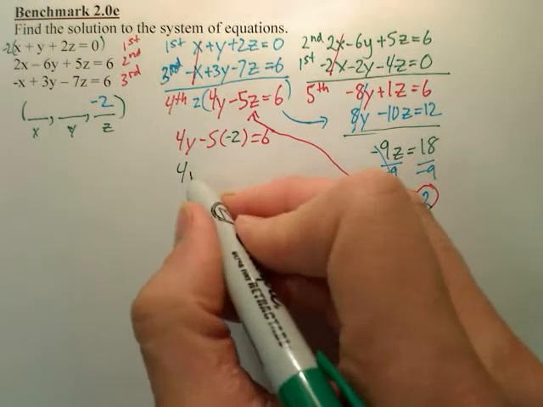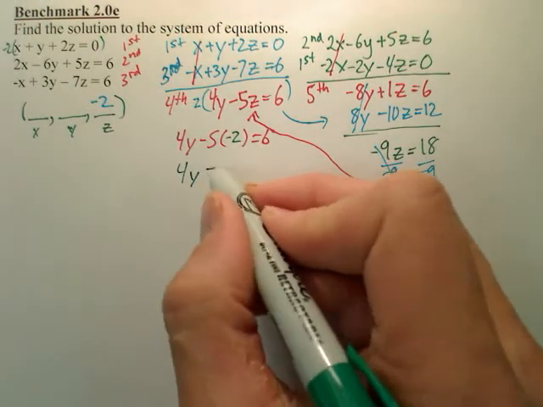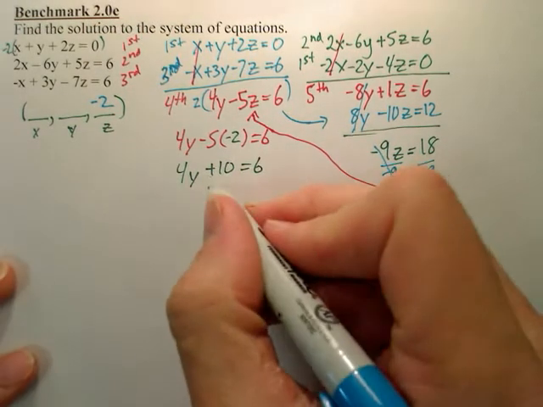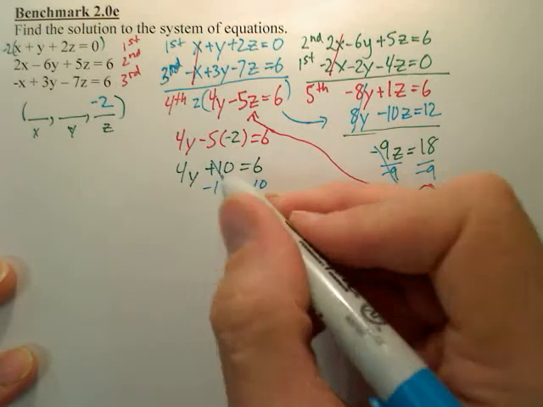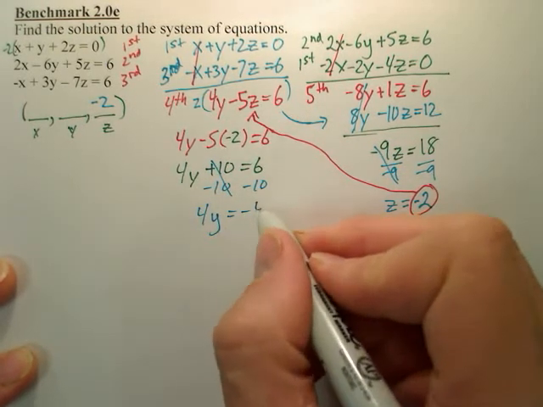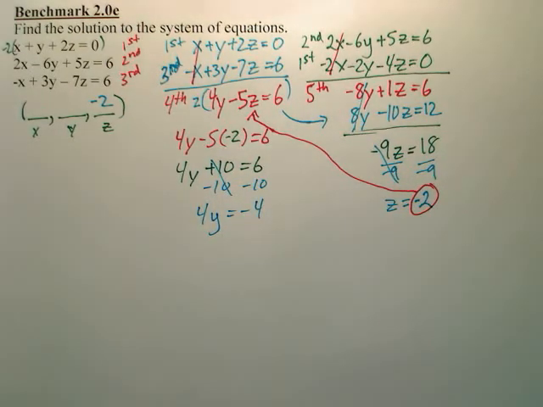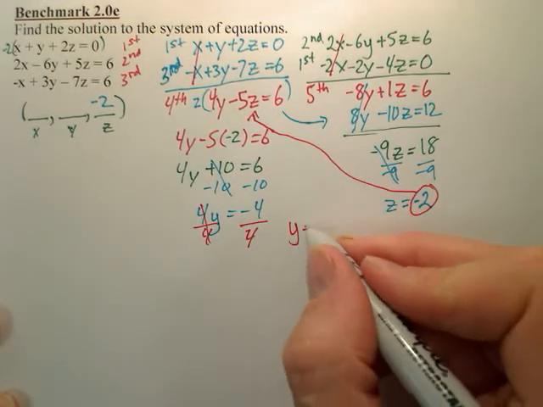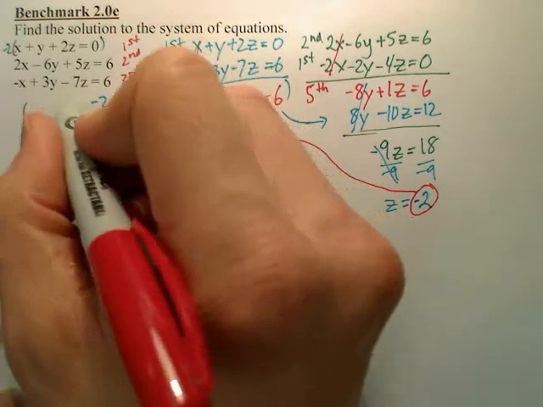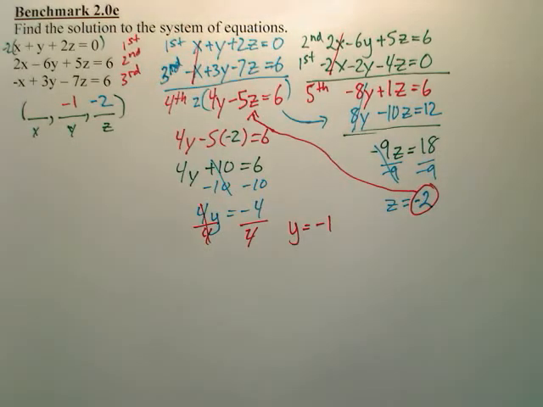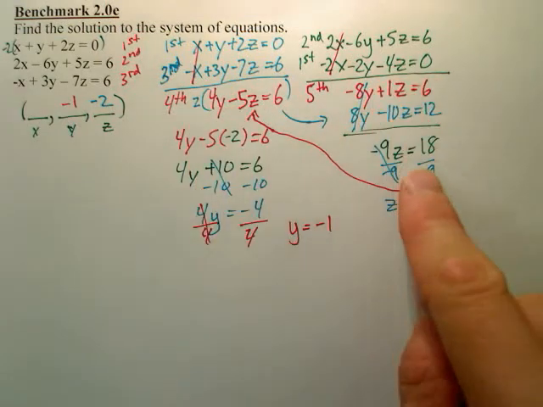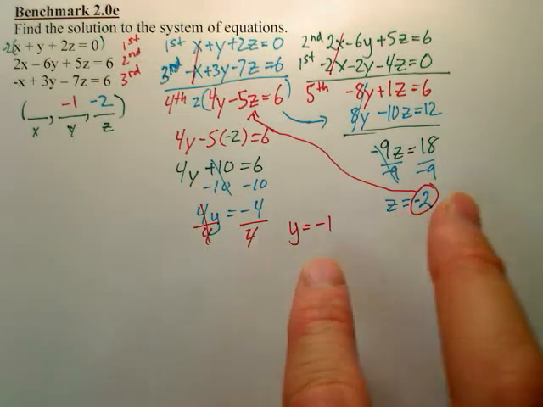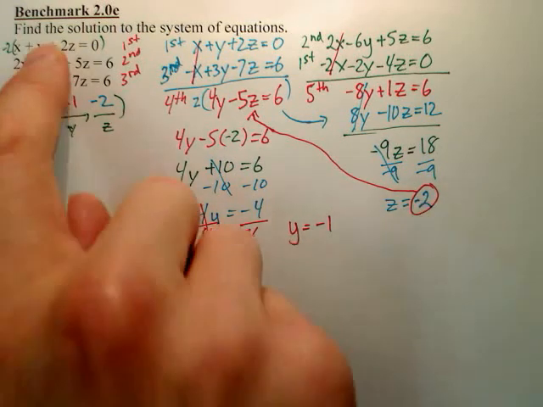Let's solve it. 4y, negative times a negative is a positive, minus the 10 over. We're just solving this. And when we divide by 4, we get that y equals negative 1. Cool. So we basically made two equations. We solved the fourth and fifth, got our y and z. How do you find your x? Well, you take these two values, and can't you just plug it into one of your first three?